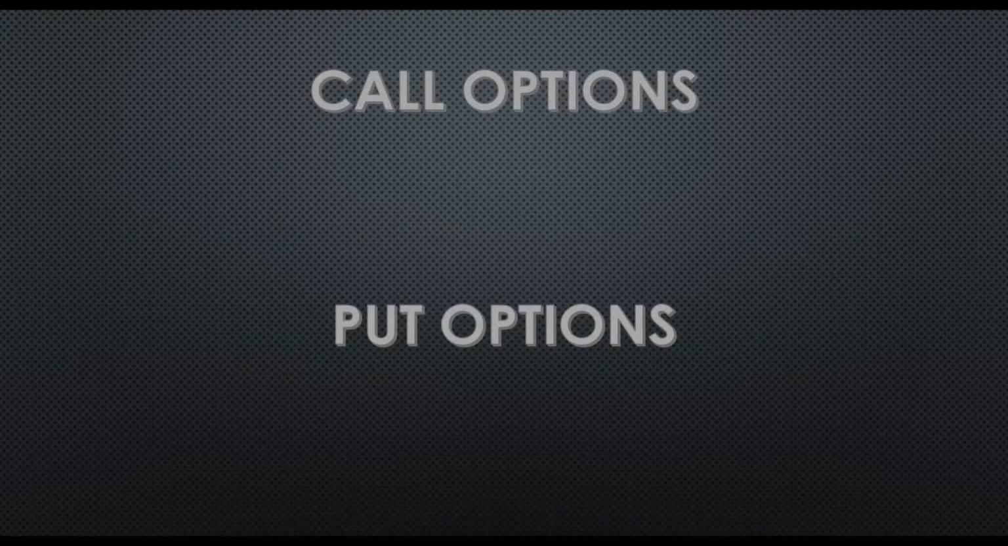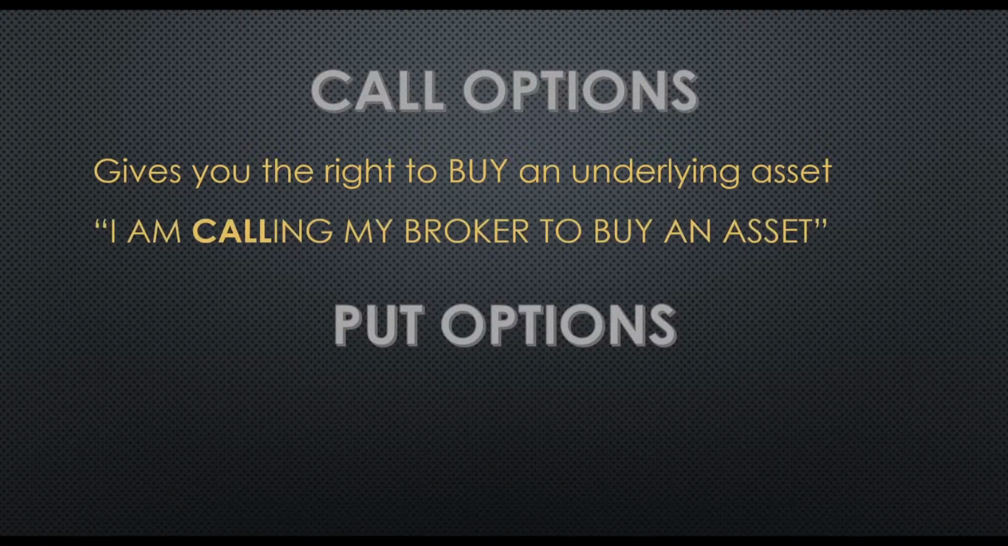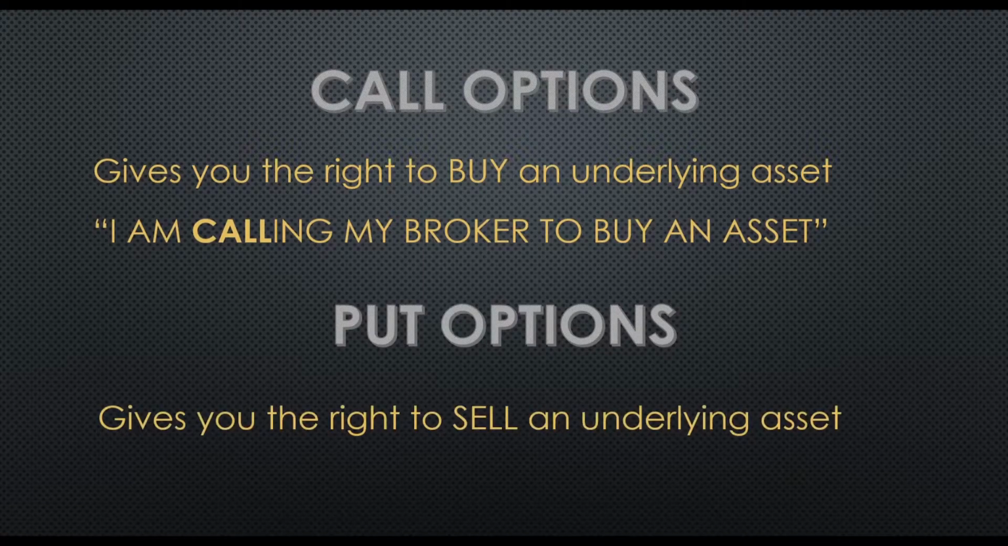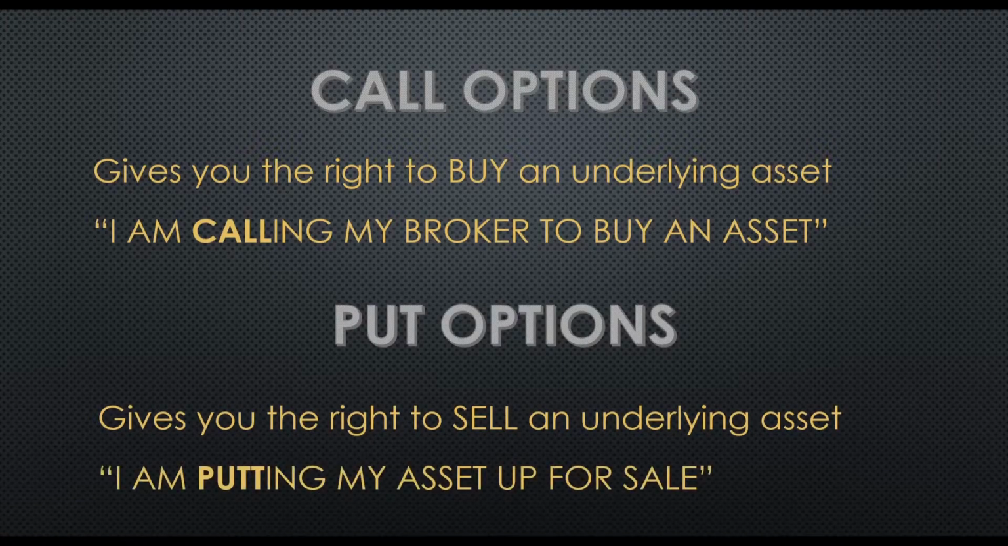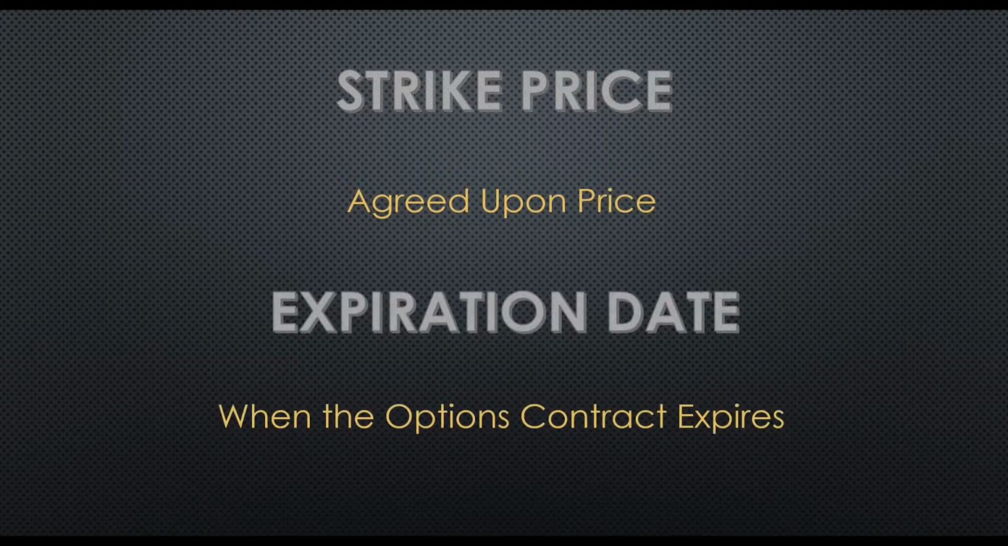What are call options and put options? Call options give you the right to buy an underlying asset. I like to think of this as, I'm calling my broker to buy an asset. Put options give you the right to sell an underlying asset. I like to think of this as, I'm putting my asset up for sale. So there are the strike price, which is an agreed upon price, and the expiration date, which is when the options contract expires.